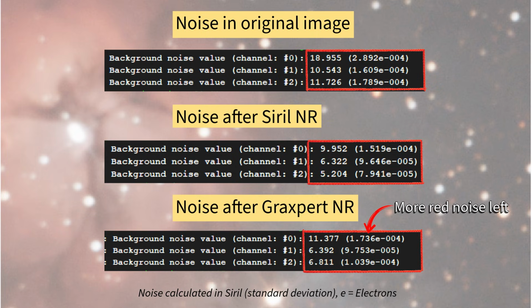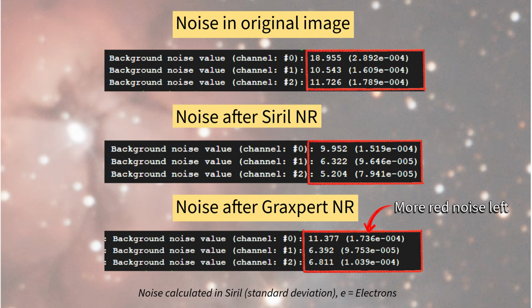Now, if you thought image B looked a little grainier or had a slightly different texture, you aren't imagining things. I actually ran the numbers to prove it. I used Siril to calculate the actual background noise deviation. Look at the top block. That's our original noise. It's sitting around 19 electrons in the red channel. Now look at the bottom block, GraXpert. It brought that noise down to about 11. But compare that to the middle block, the standard Siril noise reduction actually brought it down roughly to 10.